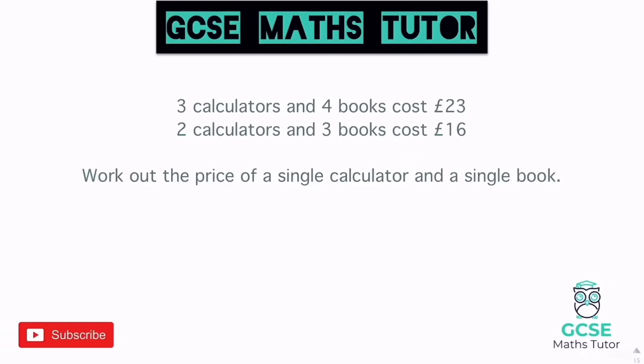Okay, so we've got some worded equations here. 3 calculators and 4 books cost £23, and 2 calculators and 3 books cost £16.